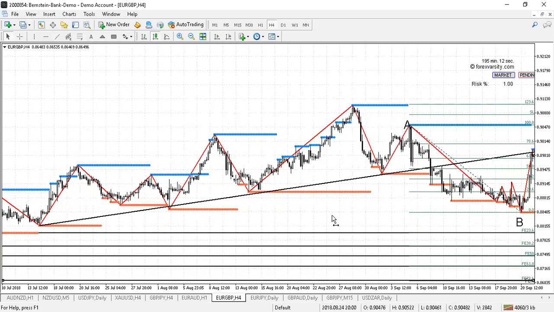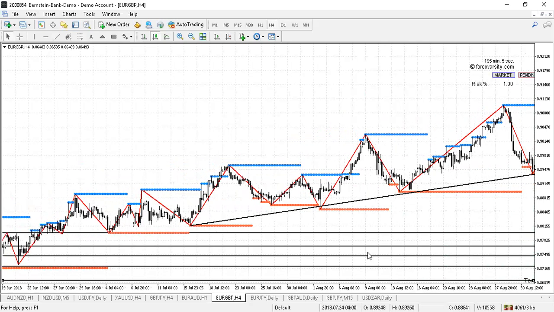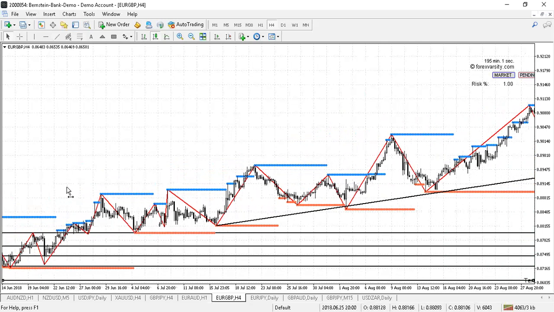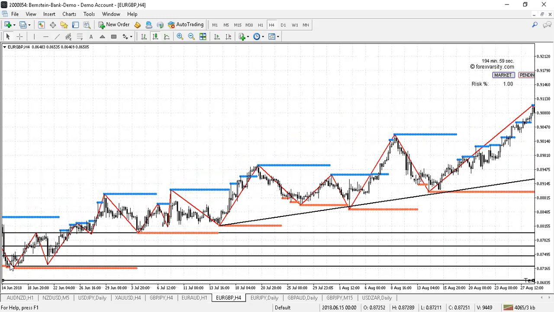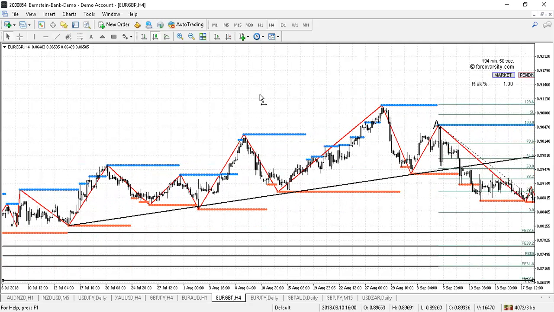The other thing is that when I'm zooming back here, I'm also seeing this prominent level. That to me is quite a coincidence, that exactly on that line there you've got that support and resistance. So that could also be a possible target. So let's have a look and see what exactly happened.